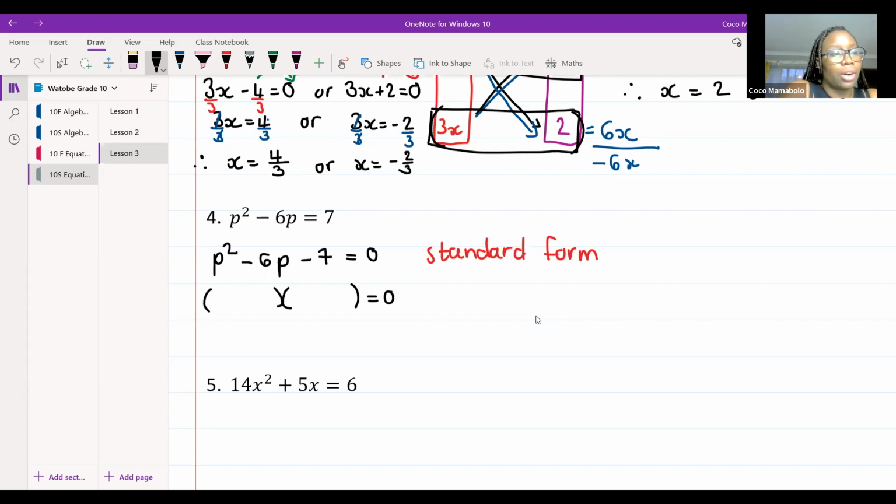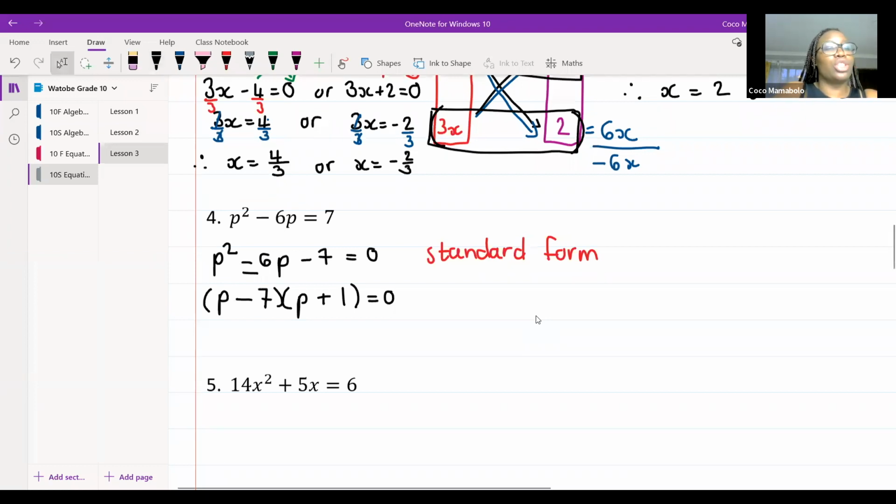All right, so I'm going to put a negative and a positive. Well done for those of you who picked up on that, because a negative times a positive will give me this negative. That's what I'm looking for. Now I know that the factors of p squared are p and p, the factors of 7 are 1 times 7, but I need negative 6. So I'm going to go positive 1 minus 7 will give me negative 6.